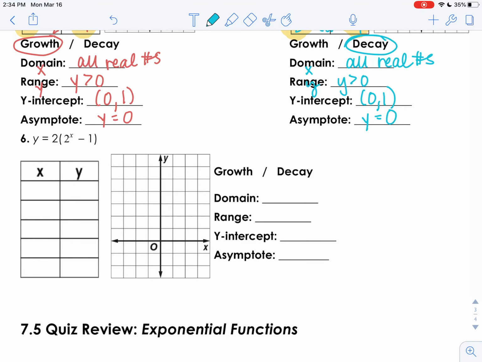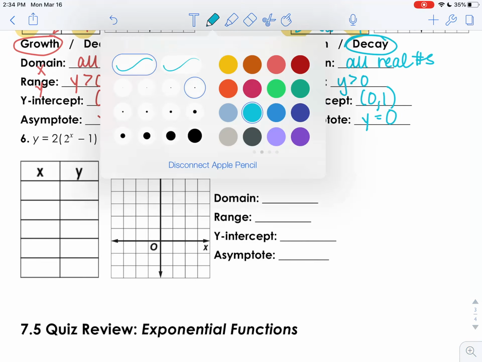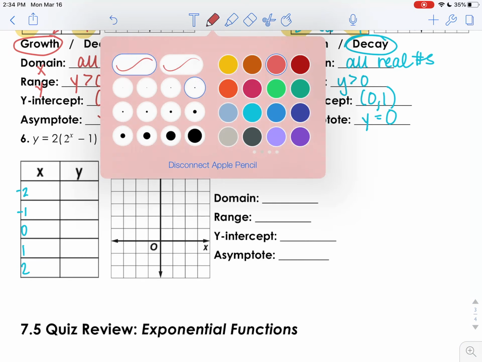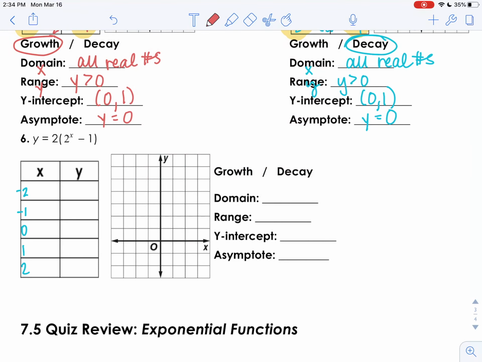This one's a little bit more complex, and so we want to be careful with our order of operations here. But we're going to start off just the same way. We're going to plug in points -2, -1, 0, 1, and 2. I'm trying to give myself some space to solve here. So when I plug in the point -2, I need to plug in this whole thing. So I've got y equals 2 times (2 to the -2 minus 1), and I'm going to solve.